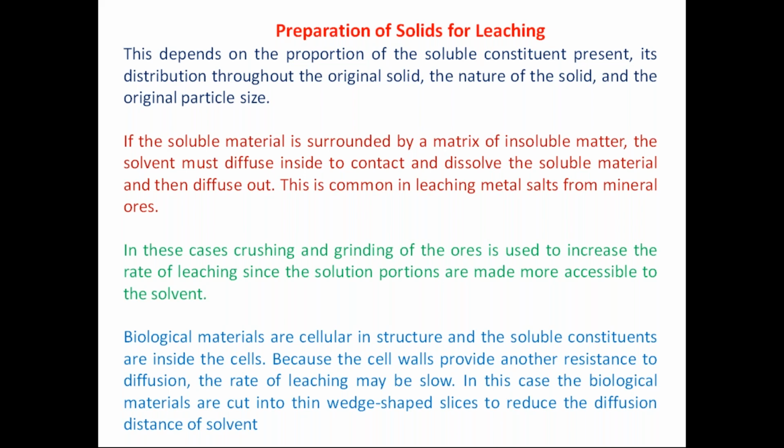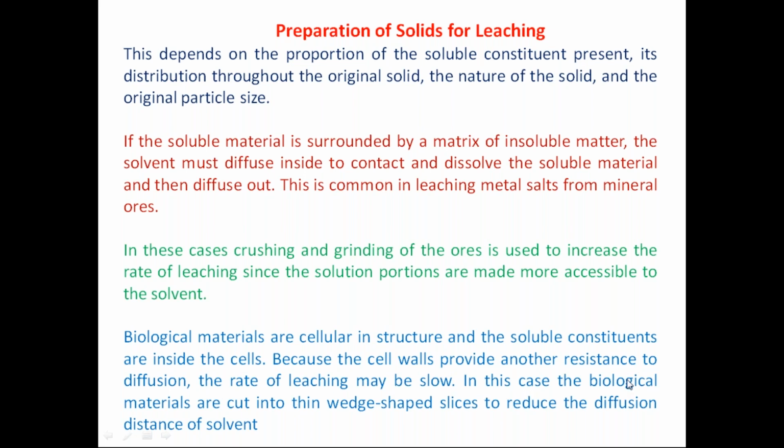And also you can see that biological materials are cellular in structure. Cellular in structure means in the middle you have all the soluble material, and the cell structure is over it. So that is not having direct access to the solvent. Biological materials are cellular in structure, and the soluble constituents are inside the cells. Because the cell walls provide another resistance to diffusion, the rate of leaching may be slow.